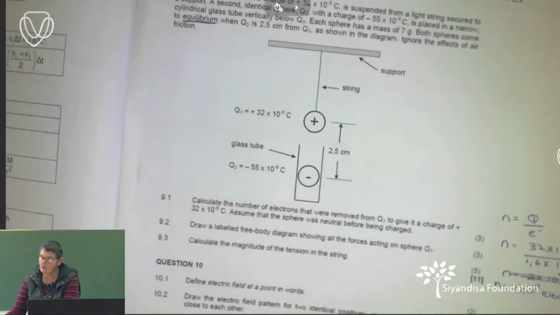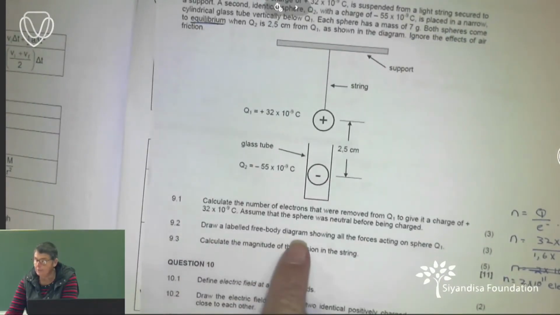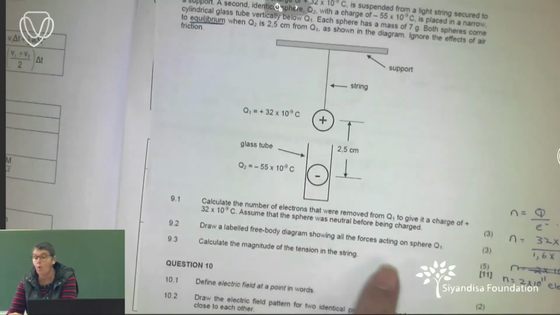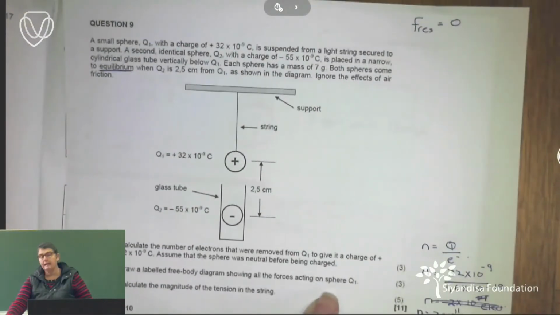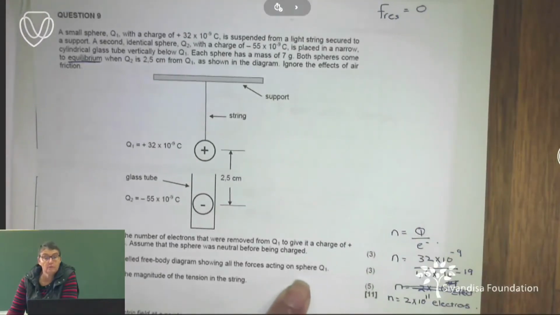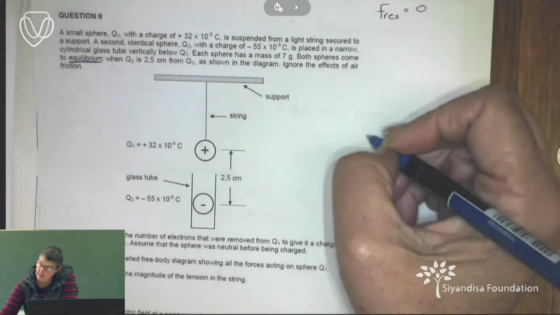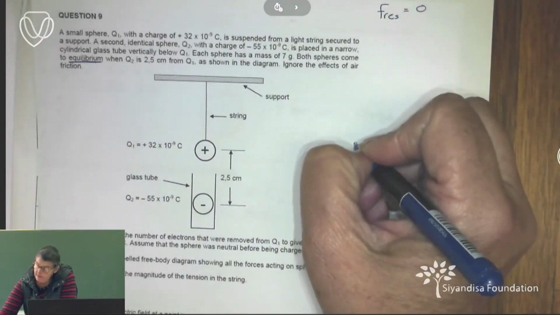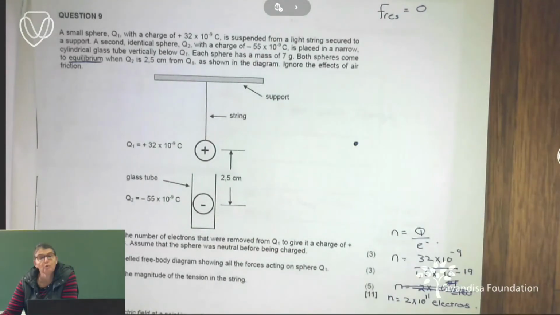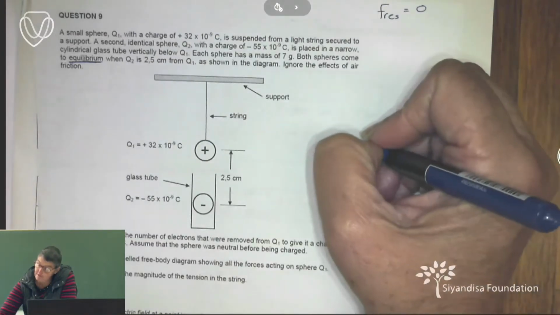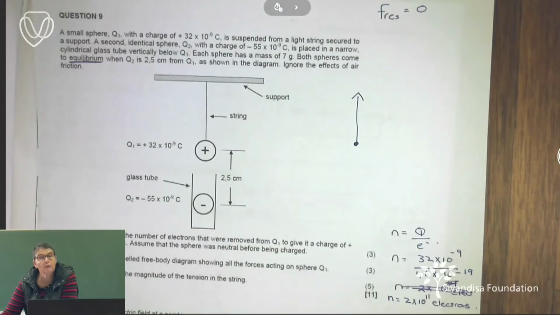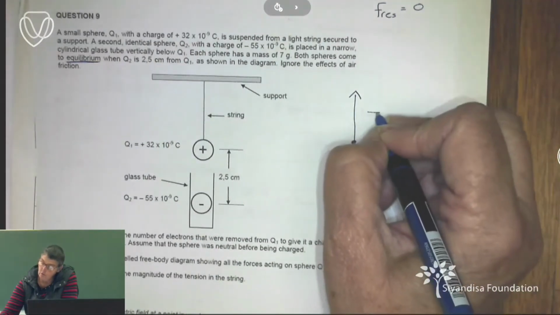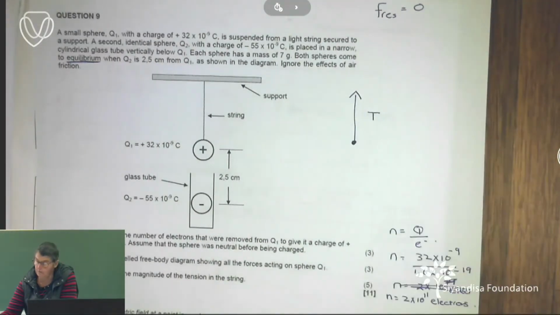Right. Now they say draw a labeled free body diagram showing all the forces acting on sphere Q1. And can you see, all they've done here is bring in Newton's law. So, right. So here we have Q1. Let's quickly have a look at what forces we have on Q1. The first one that's very obvious is that one. And what are we going to call that one? We're going to call that one the tension.